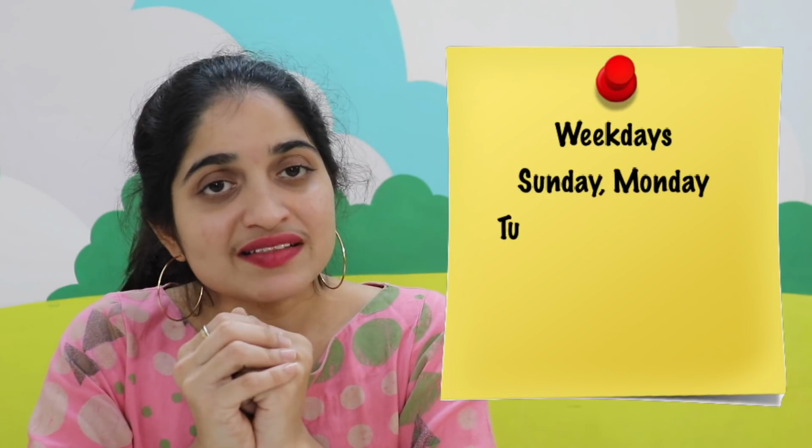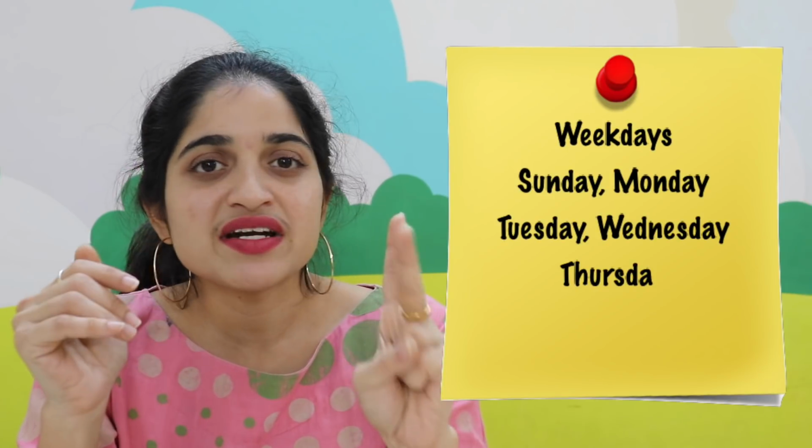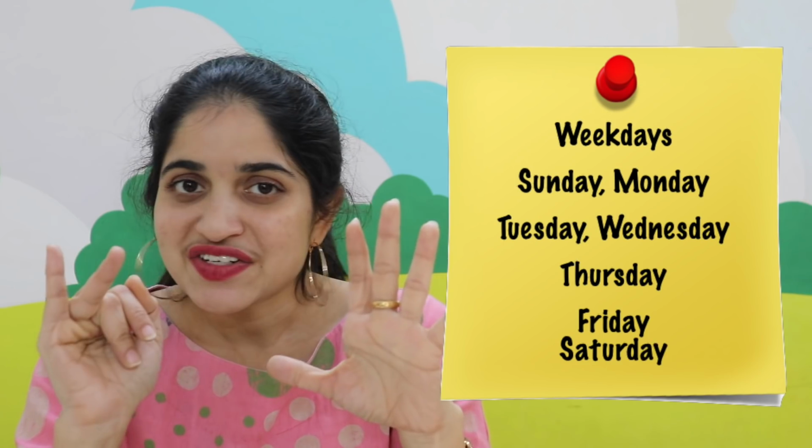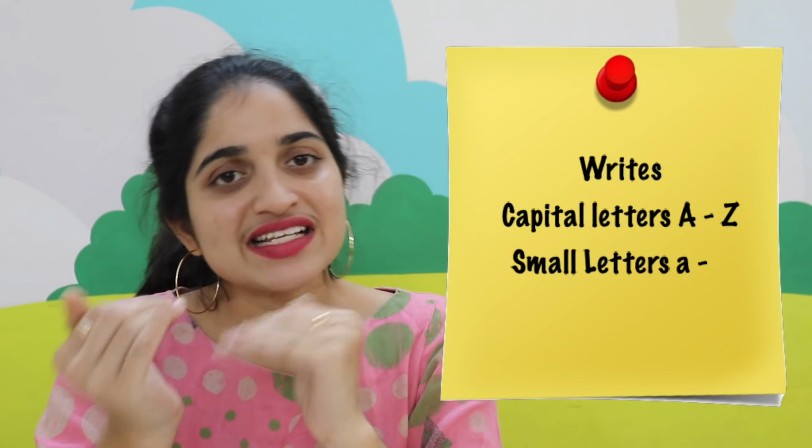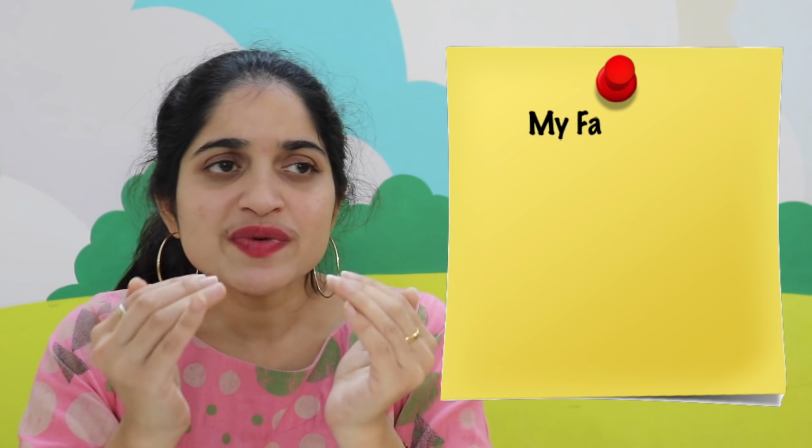Now let's see what a child has to know in language development. First, the child should be able to tell the names of weekdays: Sunday, Monday, Tuesday, Wednesday, Thursday, Friday and Saturday. They should be able to identify and also write capital alphabet and small alphabet all together. They should speak at least 2 sentences about their interests and favorites.